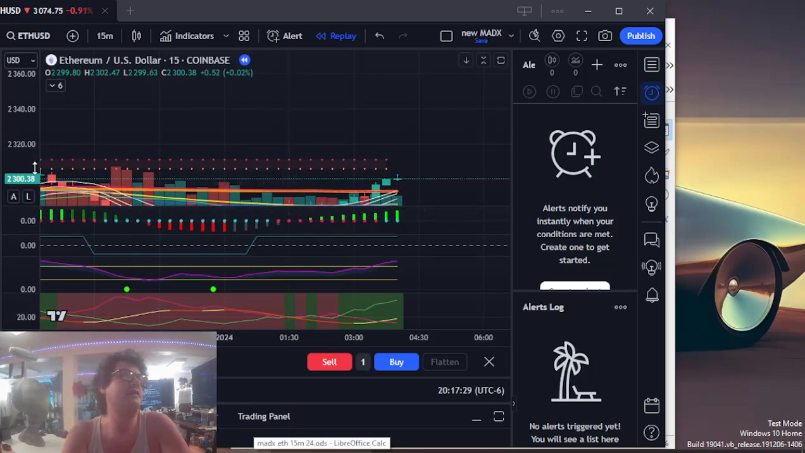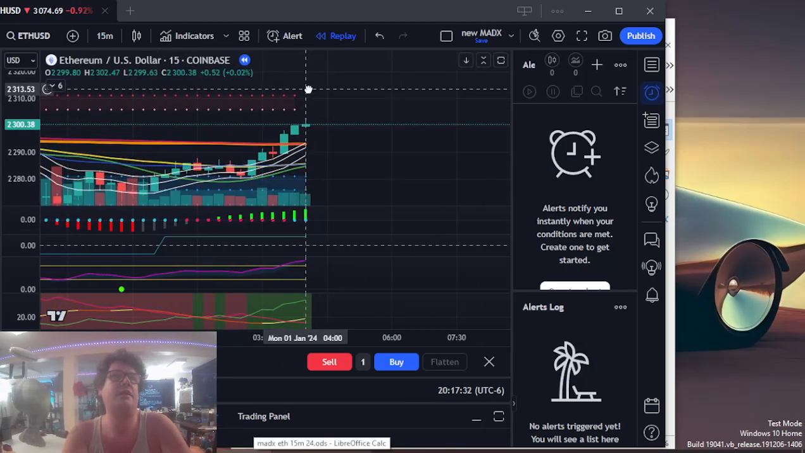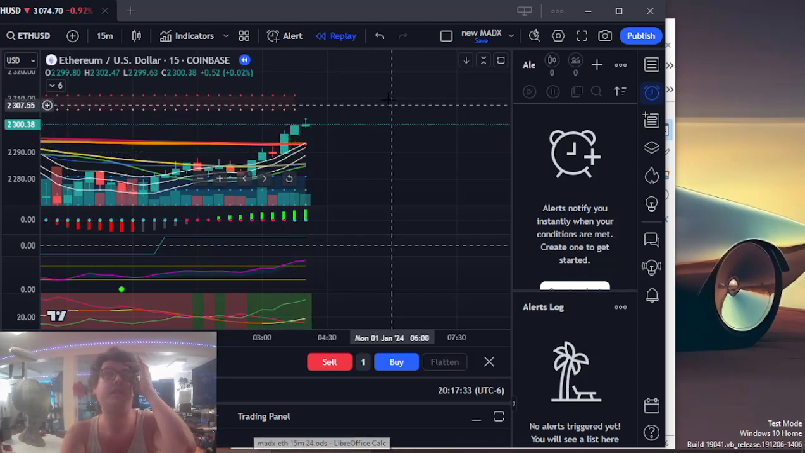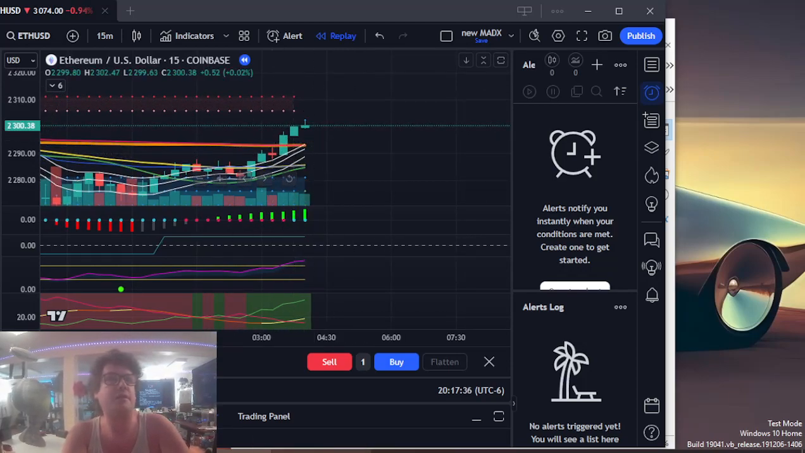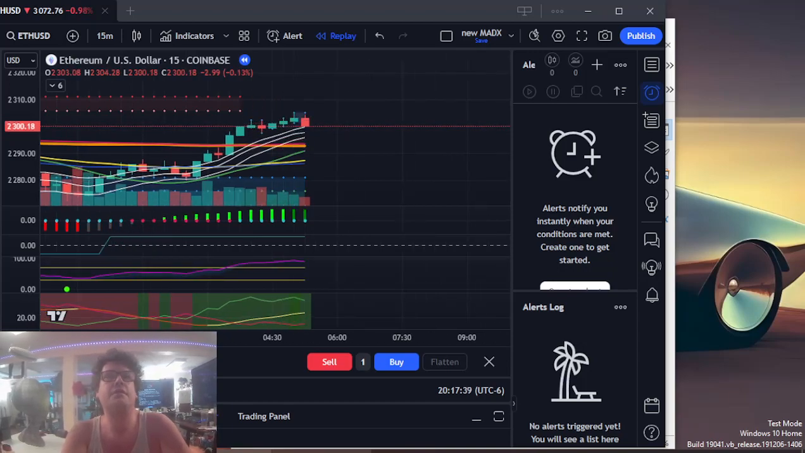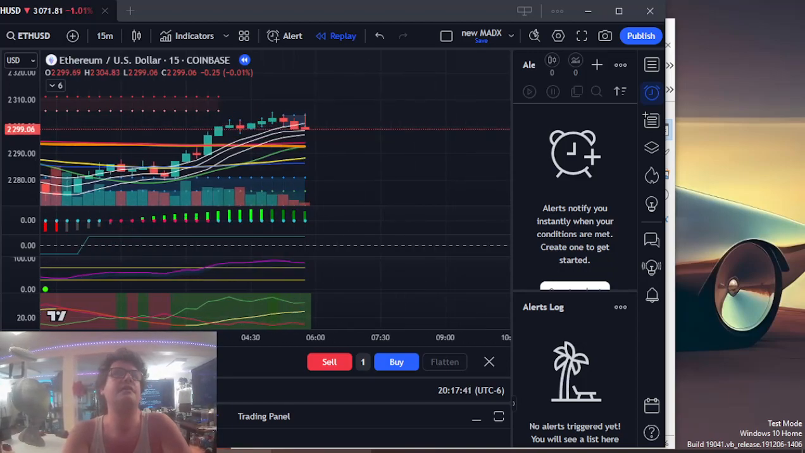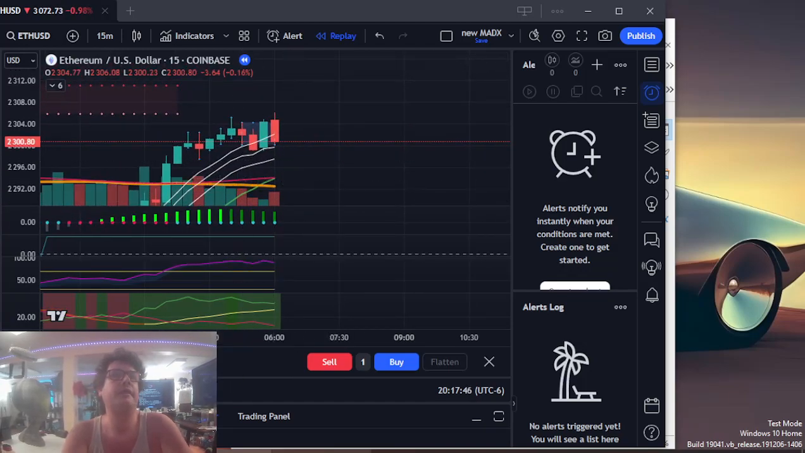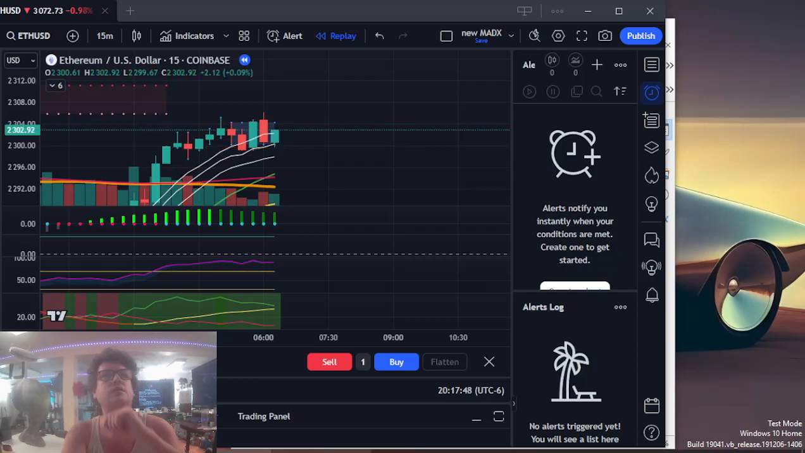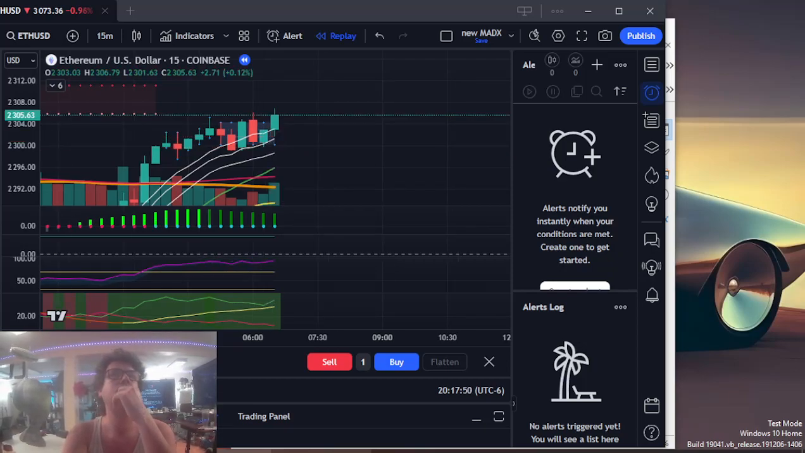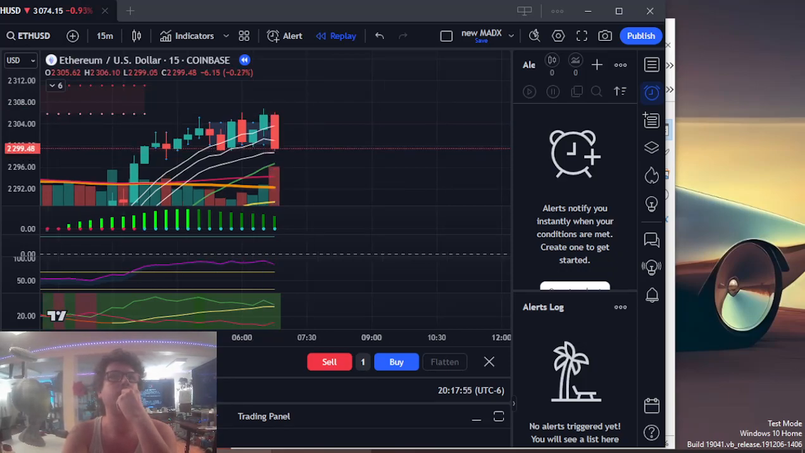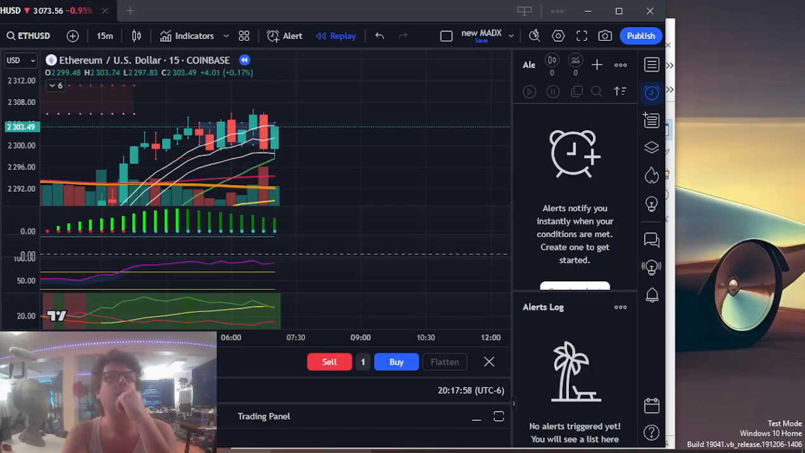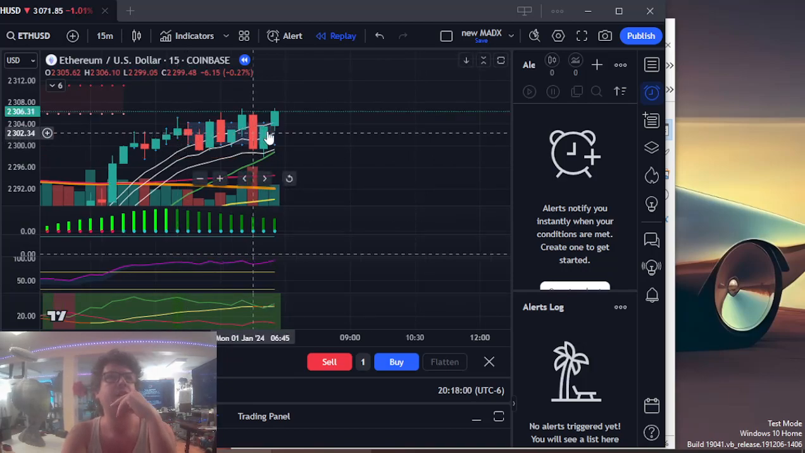Alright, so this is the 15 minute and we're kind of starting at the beginning of the year here. This year, 24. Just going to go through it candle by candle, see if we get anything interesting. Alright. Nope. What we're mainly looking for right now is breaking out of this.